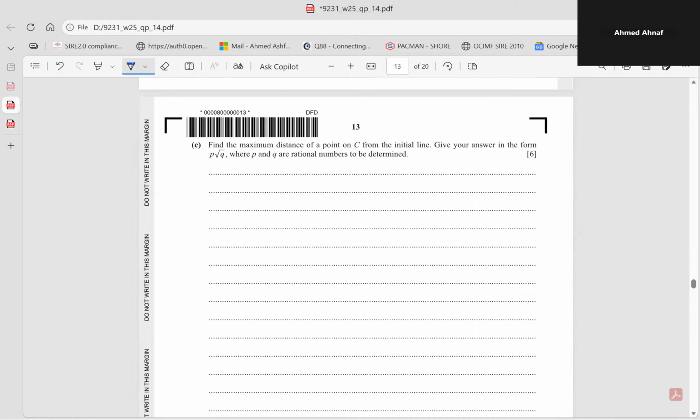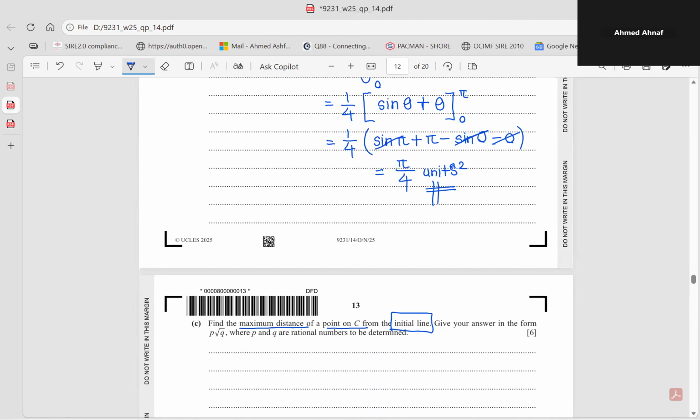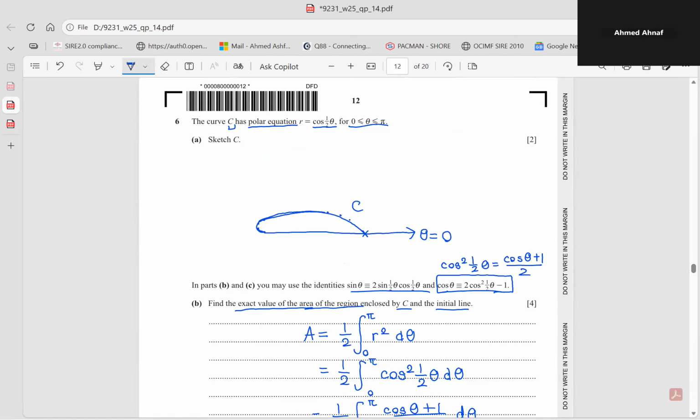Let's move on to part C. For part C, we're supposed to find the maximum distance of a point on C from the initial line. Let's go back to our curve. So this is the initial line, and this is the maximum distance. What they mean is to find the maximum vertical distance.